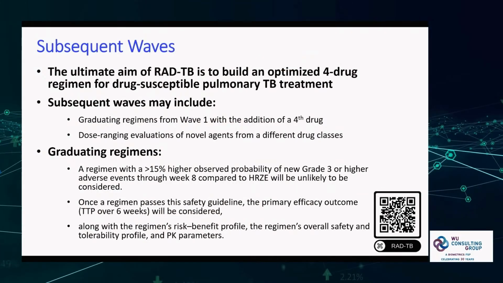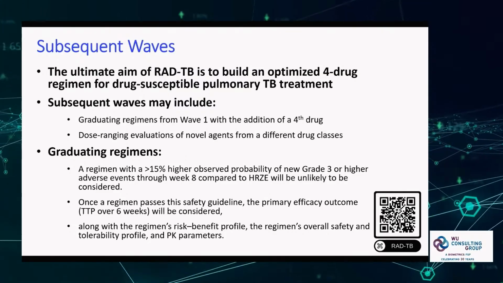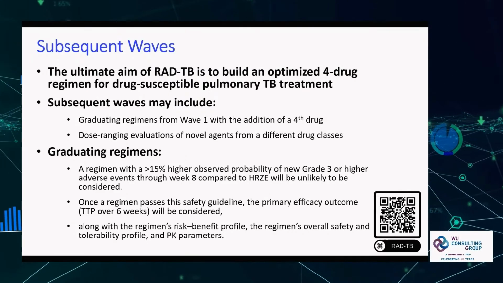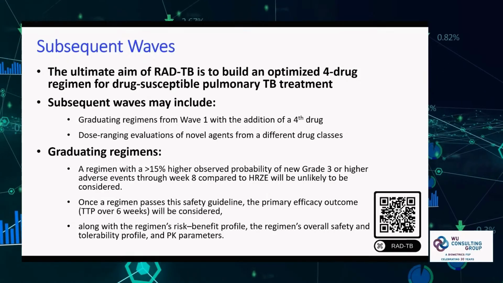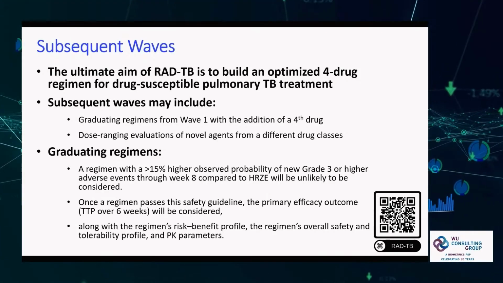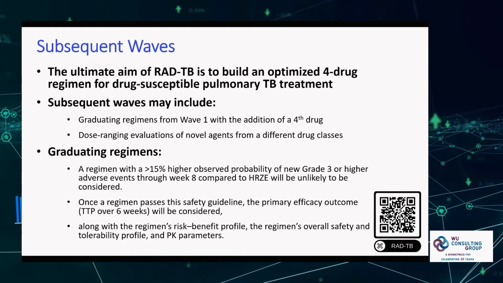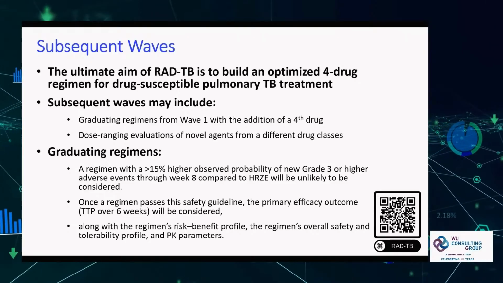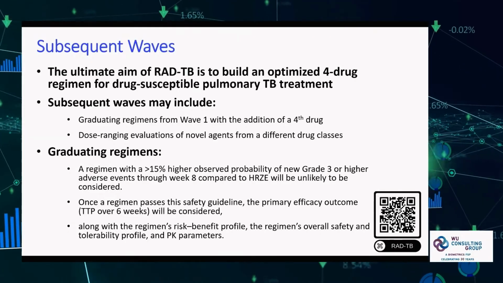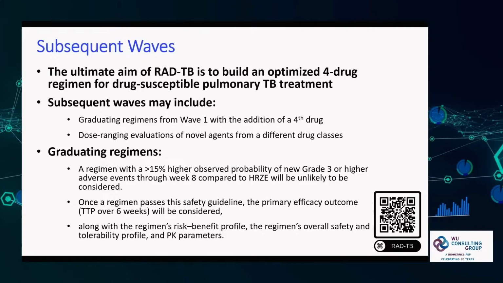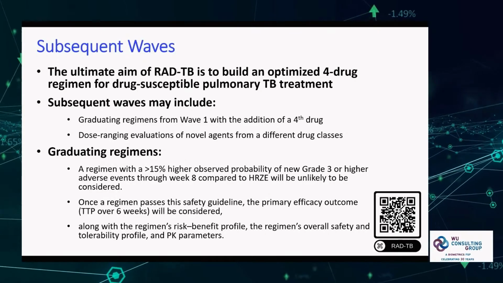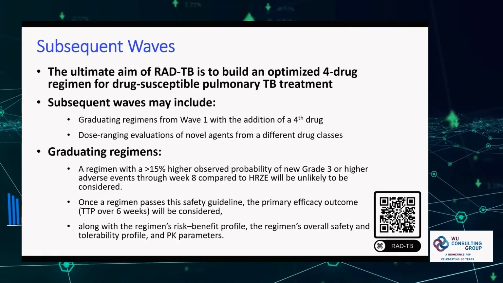So what's going to happen in subsequent waves of this platform study? The ultimate aim of RAD-TB is to find an optimized 4-drug regimen for drug-susceptible pulmonary tuberculosis. We're trying to do a sort of rational combination regimen finding here, where we think bedaquiline and pretomanid would be a good backbone, but the linezolid drug may be safer. It may be a safer combination if we switch that linezolid drug to 2 other drugs in that combination. So we need to find a dose of those drugs and give them in combination before moving forward.